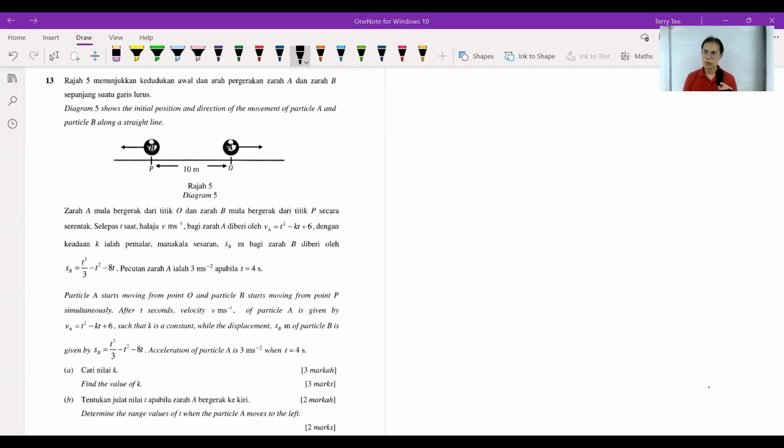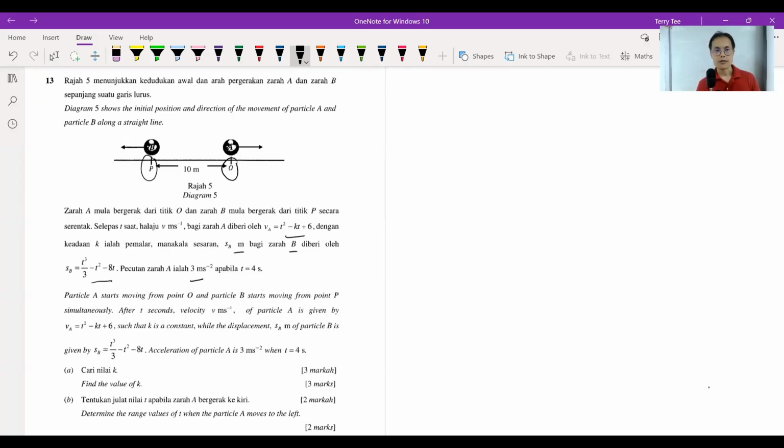Okay. So this is from Form 5, Chapter 8. Kinematics of linear motion. Kinematics gerakan linear. So Rajah menunjukkan kedudukan awal dan akhir pergerakan zarah A dan zarah B sepanjang suatu garis lurus. So zarah A mula bergerak dari titik O is here. Zarah B mula bergerak dari titik P is here. Selepas t saat halaju zarah A diberi oleh this. Okay, they give us the velocity of particle A dengan keadaan k pemalar. Manakala sesaran B, displacement of B diberi oleh this.